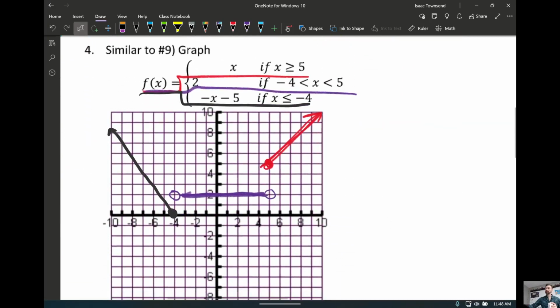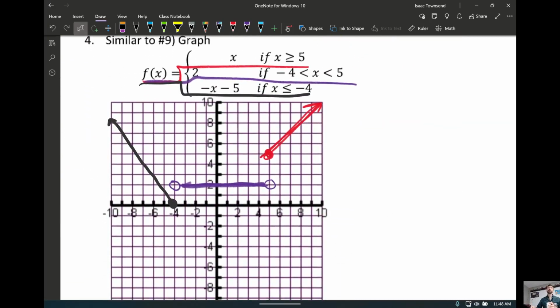Okay, then your piecewise function, number 4, should look like this. Y equals x, but only when x is greater than or equal to 5, in red. y equals 2, but only when x is bigger than -4 and less than 5, in purple. And y equals -x minus 5, in black, but only when x is equal to -4 or less than -4. Any of those you disagree with or want me to explain in more detail?